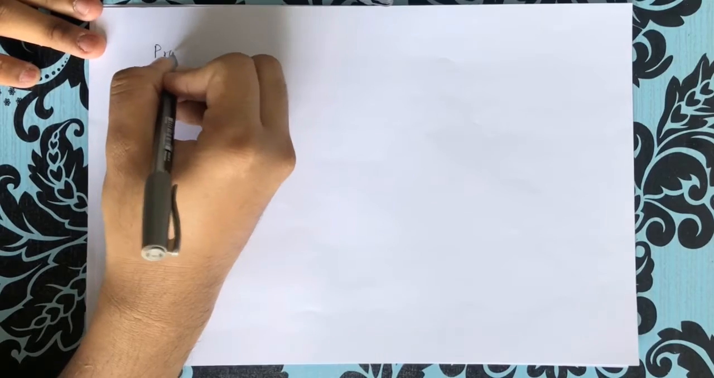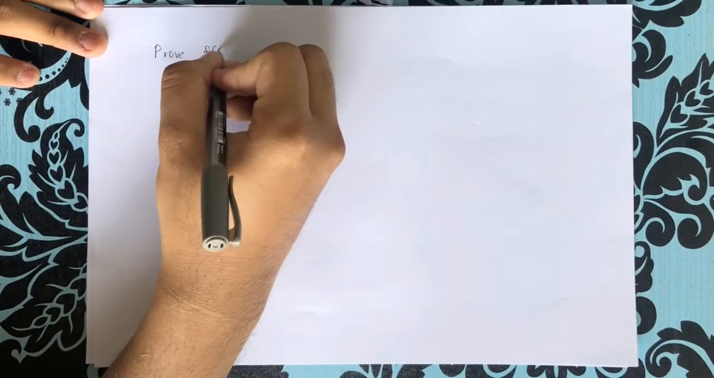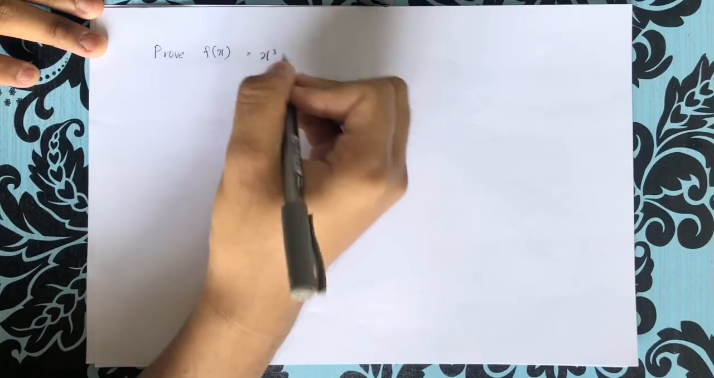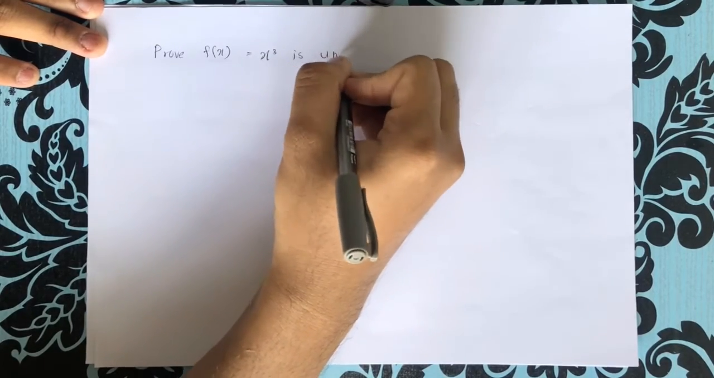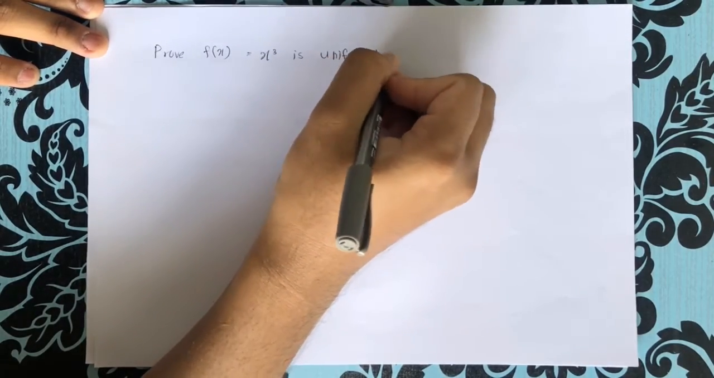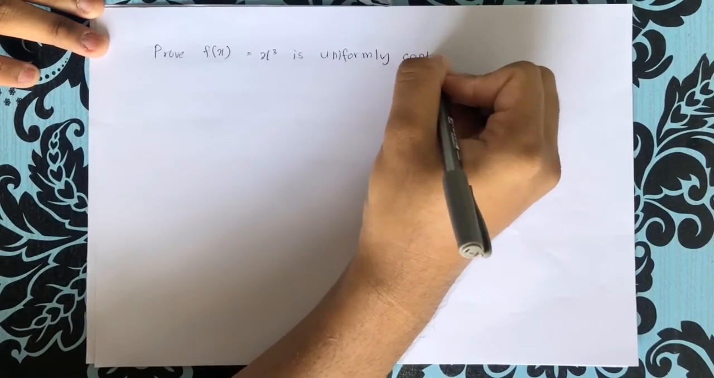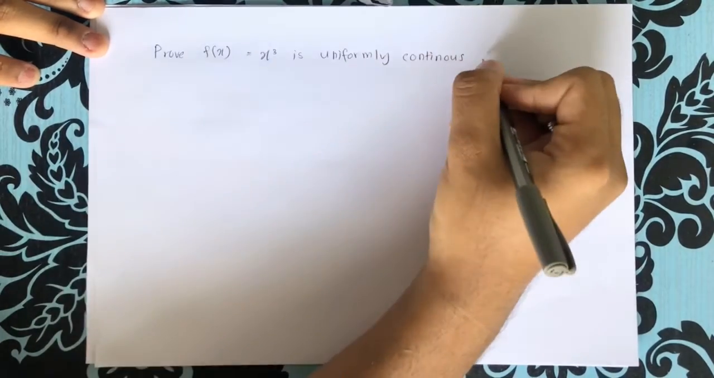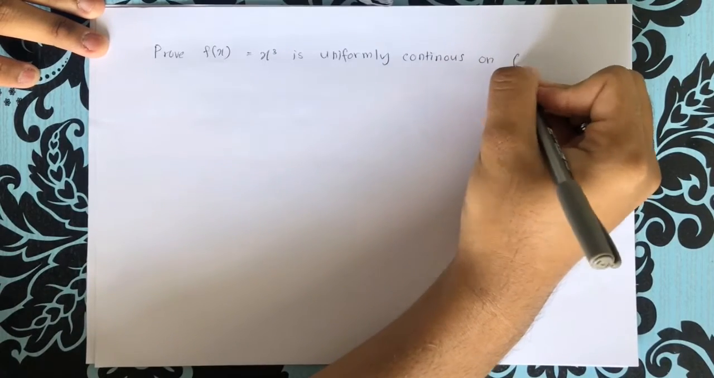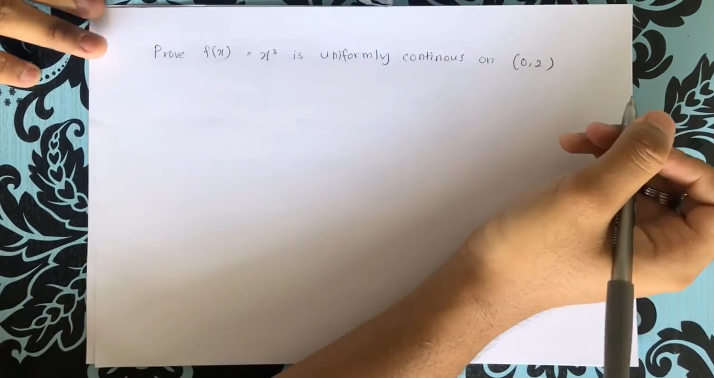So today I would like to talk about the continuity of a real function, specifically uniform continuity of a function. Today I have the equation already. The problem is to prove that f(x) equals x cubed is uniformly continuous on the interval 0, 2. Alright.